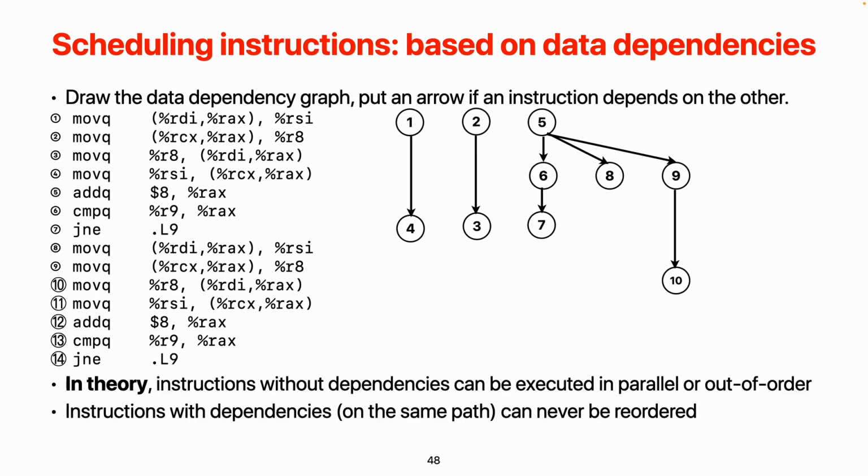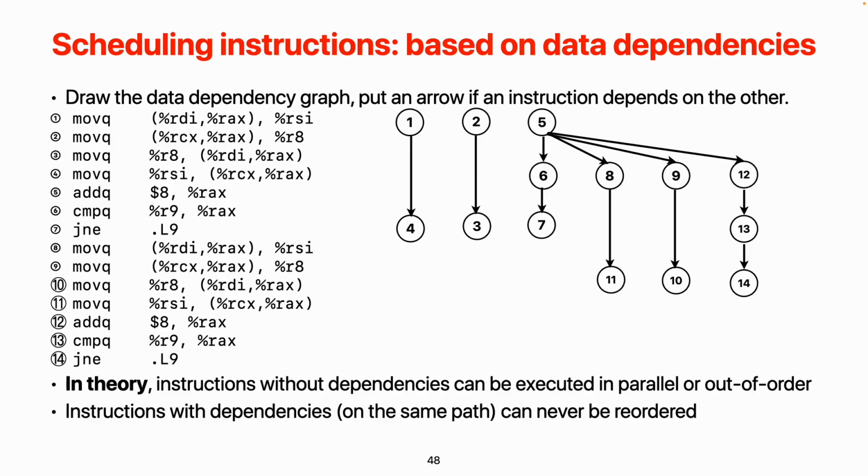8. How about instruction 12? Where do I get this RAX value from to increment? 5. Okay. How about 13? 12. How about 14? 13. Okay.